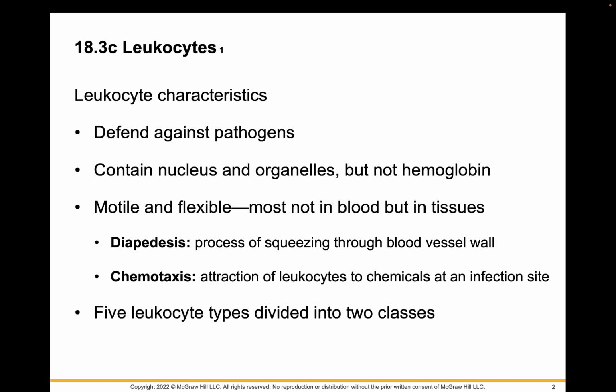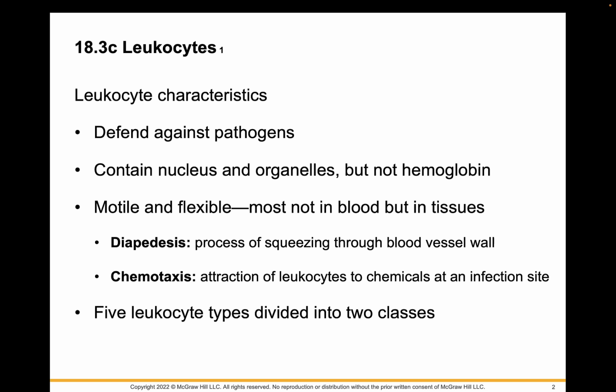There are a couple of terms that are tied into white blood cells. One is diapedesis, and this is the process of how white blood cells actually squeeze through the blood vessel wall, because remember, they're going to be doing their job outside of the blood. Now, chemotaxis, that is the attraction of leukocytes to chemicals that have been released at an infection site. So kind of think of it as a white blood cell magnet. So at the site of the injury, there are these chemicals, and they're going to draw the white blood cells towards them.